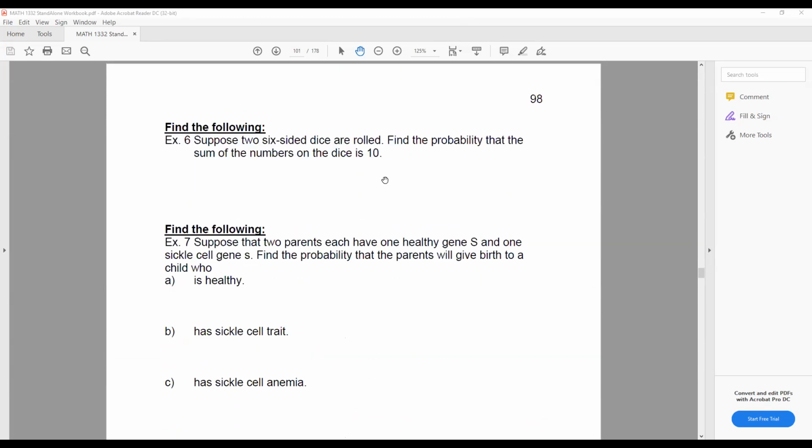All right, so suppose 2 6-sided dice are rolled. Find the probability that the sum of the numbers on the dice is 10. Okay, let's do this one on paper. It's example 6.